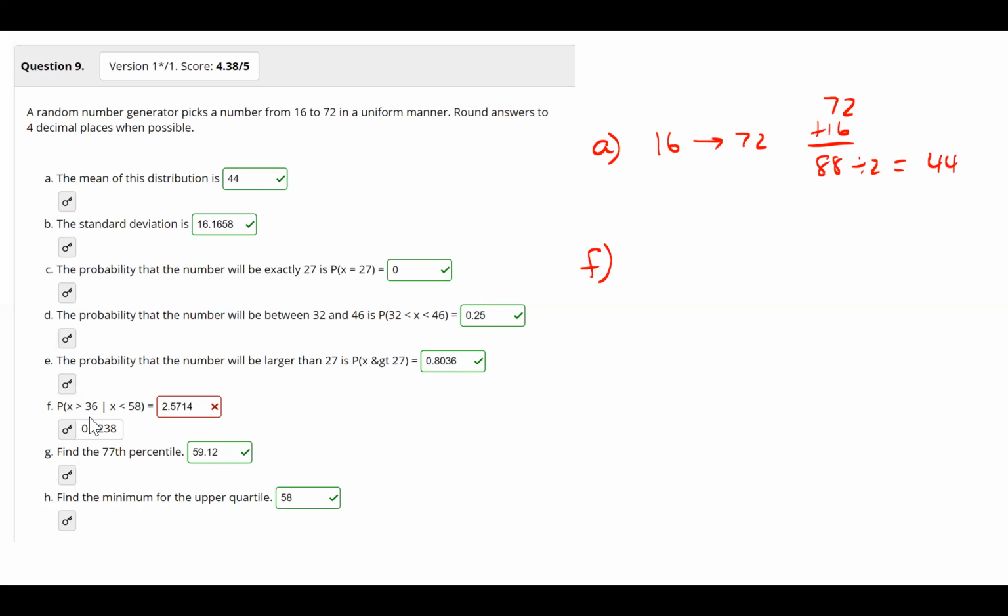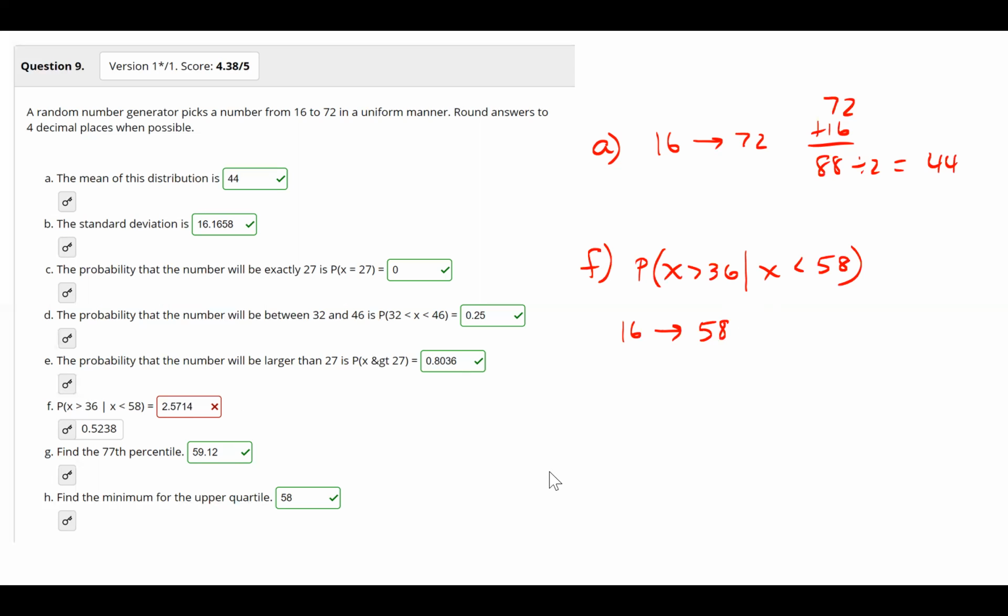So part F, how do you get this? What's the probability that the number you want is greater than 36, given, that's the little given piece, that the X that's already been chosen is less than 58? Let me rewrite it over here real quick. There's this little condition marker. All right, so we go with it.